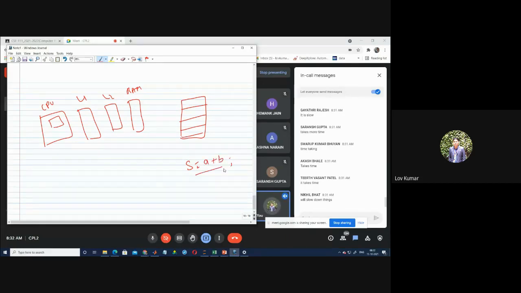What do you mean by that? You need the value of A, you need the value of B, and after that you have to sum these two values and then store the result in S. Clear? It means you need the two values, 5 and 6, then you make the summation of these two values and store the result in one memory called S.